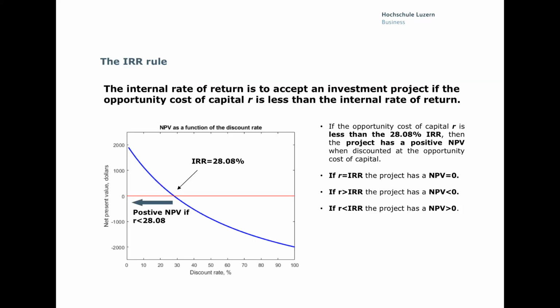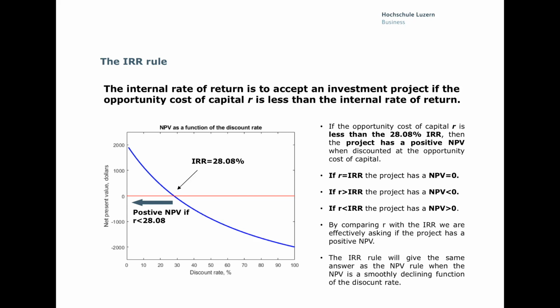The decision rule when using the IRR is to accept a project if the opportunity cost of capital R is less than the internal rate of return. Let's assume that the IRR is 28.08%. This means the project has a positive net present value if R is less than 28.08%. Accordingly, if R equals IRR, the NPV equals 0, and if R exceeds the internal rate of return, the NPV is negative.